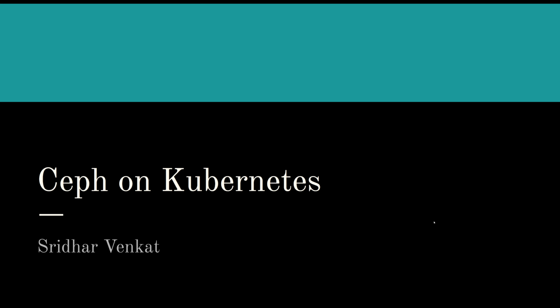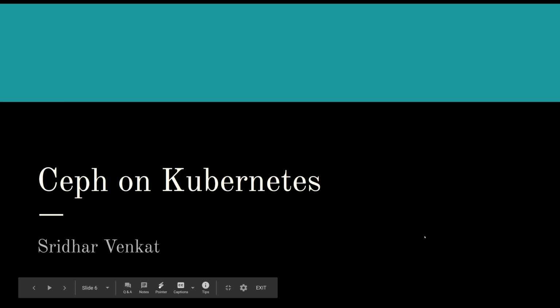To do this, we're going to use Rook, which is an orchestrator for storage on Kubernetes. Ceph is not the only storage option for Rook. There are some others, but in this video we'll focus only on Ceph. So let's get started.